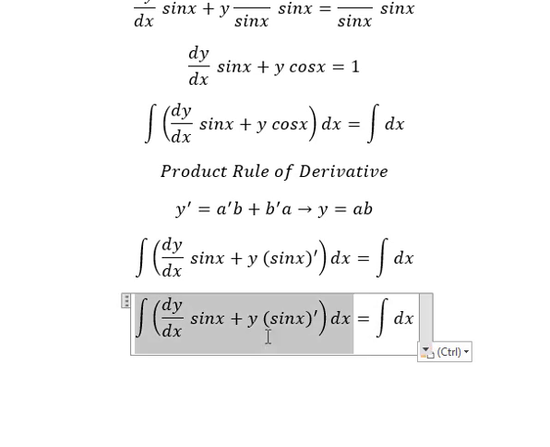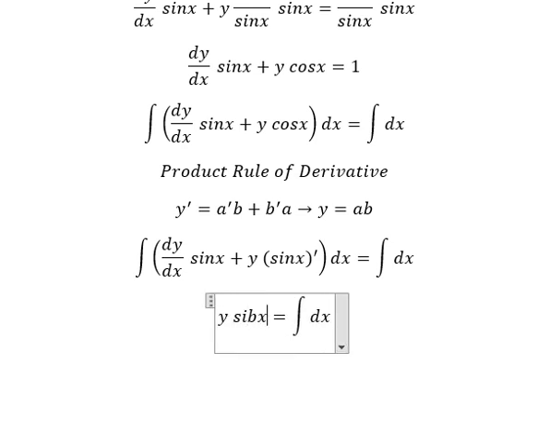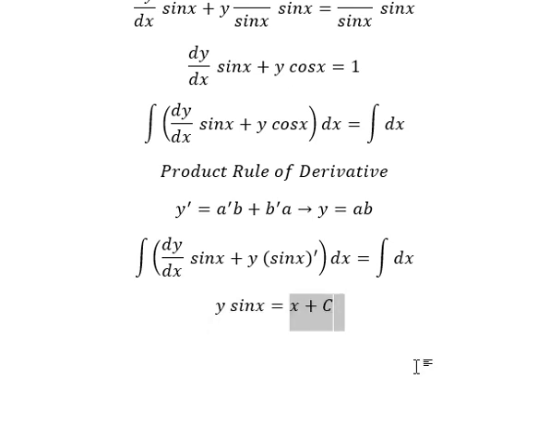So the integration of that one, we have y sine x. The integration of the cosine x, we have sine x, and I will put plus c. And this is the final answer.